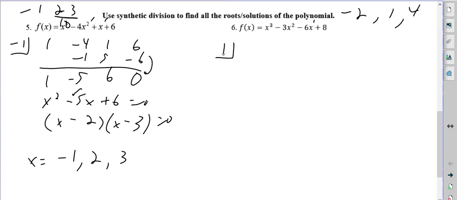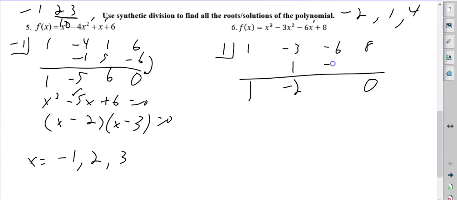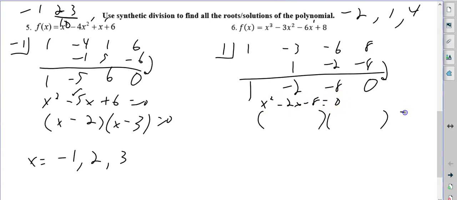Easy math. So I have 1, negative 3, negative 6, and 8. Again, I know 1 is a factor, so this should be 0. I drop the 1. I multiply. I add. I multiply. I add. I multiply, and I get 0. Now I'm going to factor. Oh, my bad. I forgot to write. I started with x cubed, so this is x squared minus 2x minus 8 equals 0. Got ahead of myself. Too excited.